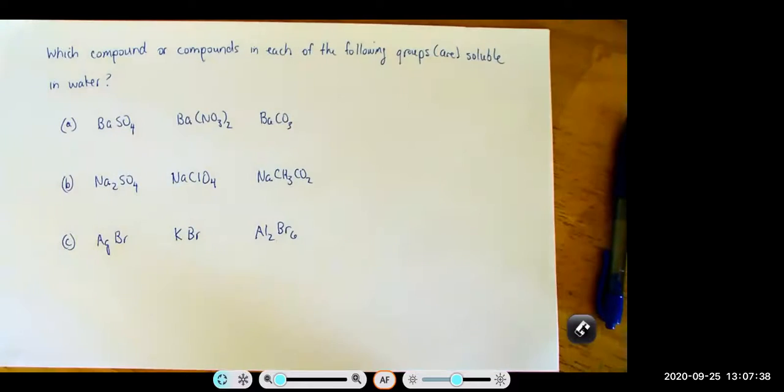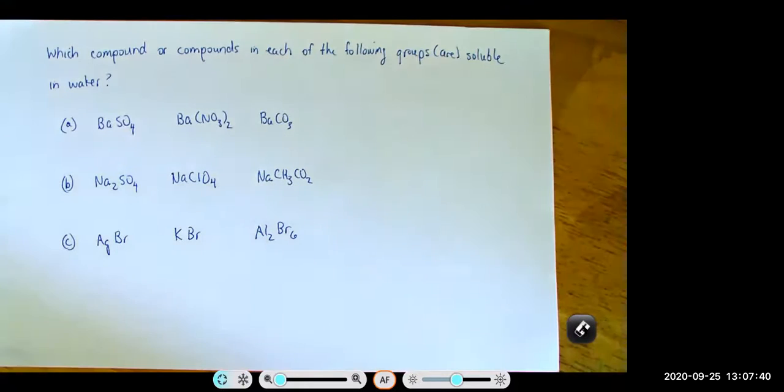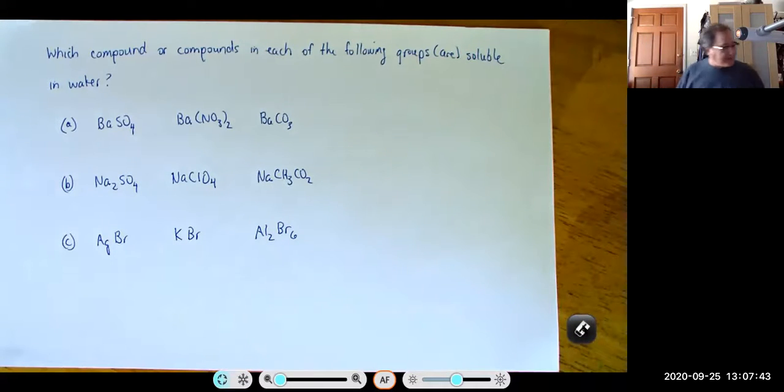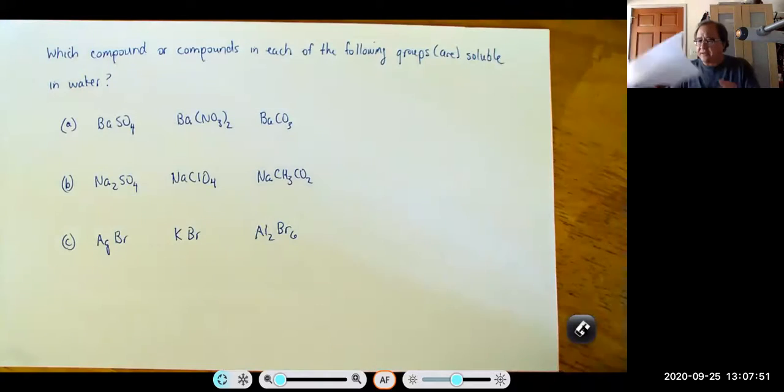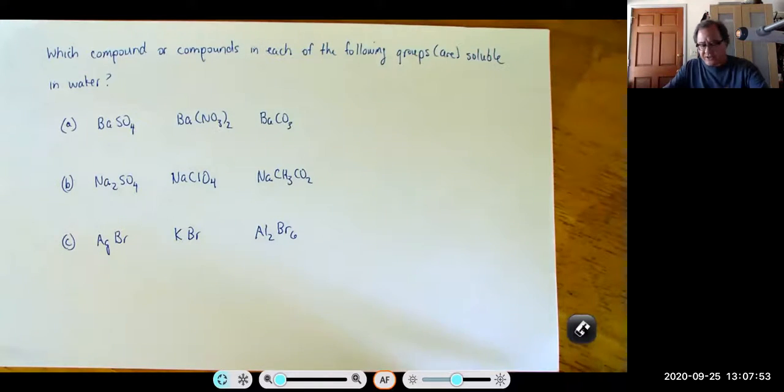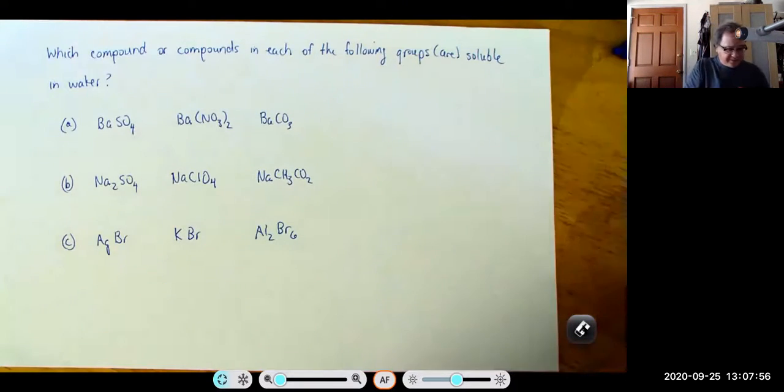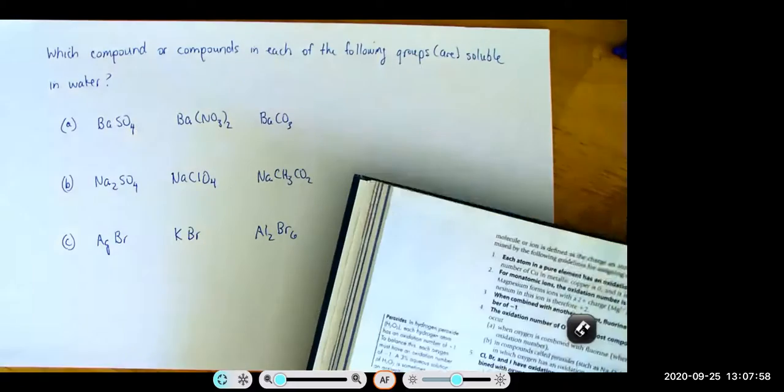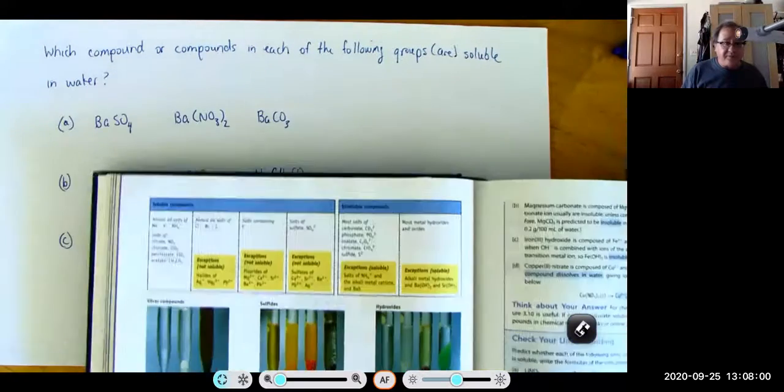It's handy. Okay, and the last thing we're going to do before we end it here is let's take a look at this. Which compound or compounds in each of the following groups are soluble in water? Now, there's a chart in the book that you really want to become familiar with that shows you what things are soluble in water. And here's the chart.